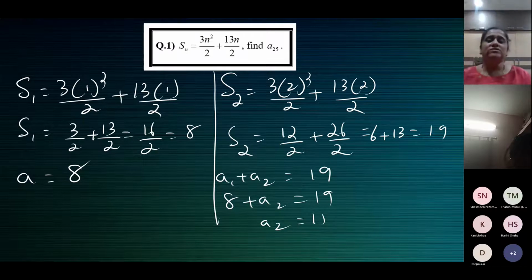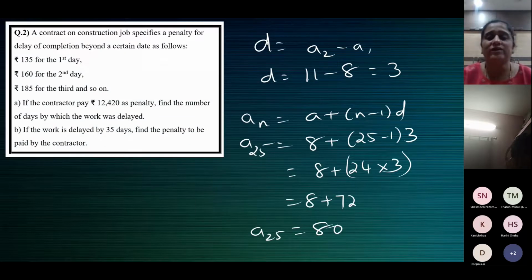So you find A2. See, what do you need in an AP to answer any questions from this chapter? You just need 3 values, A, N, and D. N is 25, A25. So you need A and D. Now A is 8. And for D, you should find the second term A2. Once you find that, find D, A2 minus A1. And then find AN.